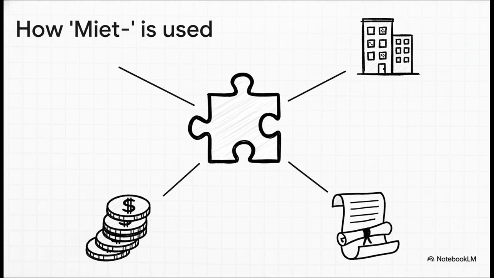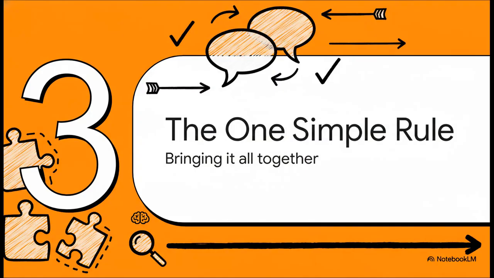So you don't just have an apartment, right? You have a Mietwohnung, a rental apartment. You don't just have a contract, you have a Mietvertrag, a rental contract. See how that works?